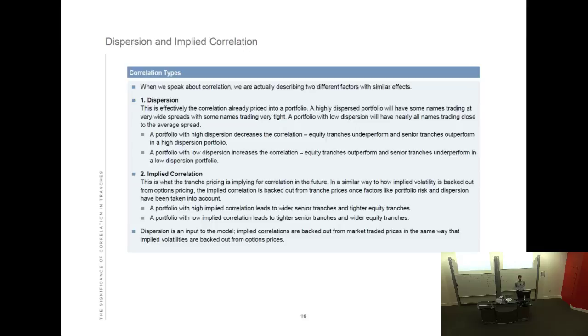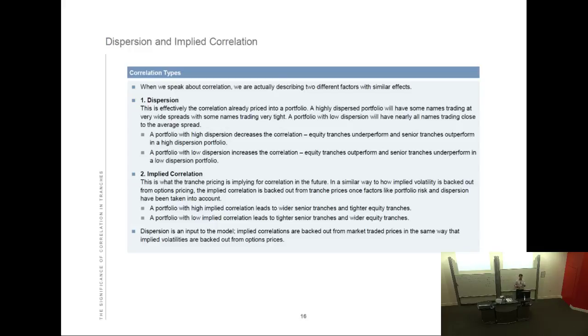Okay, so that's one measure of correlation that's important and will affect tranche pricing. And the other one is implied correlations, i.e., what do we expect correlation to do in the future? Now that is really kind of the equivalent of implied volatility.